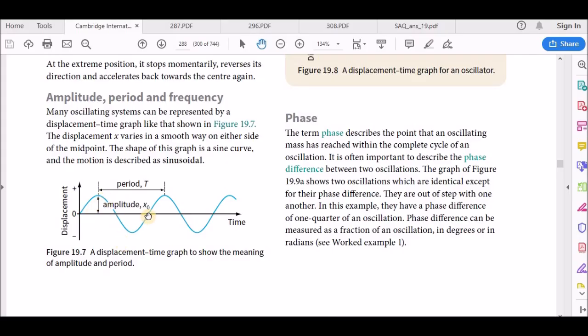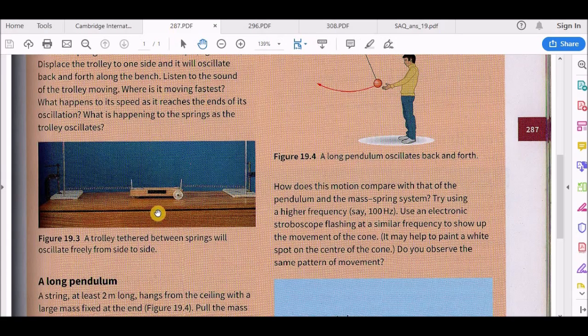Alright, we'll apply this graph to the trolley. Let's say we start from the right side. We pull the trolley to the right side and we release it. So it goes like this, goes like that, goes like this, goes like that. We will start the timing as soon as it passes the equilibrium position and is moving to the right.